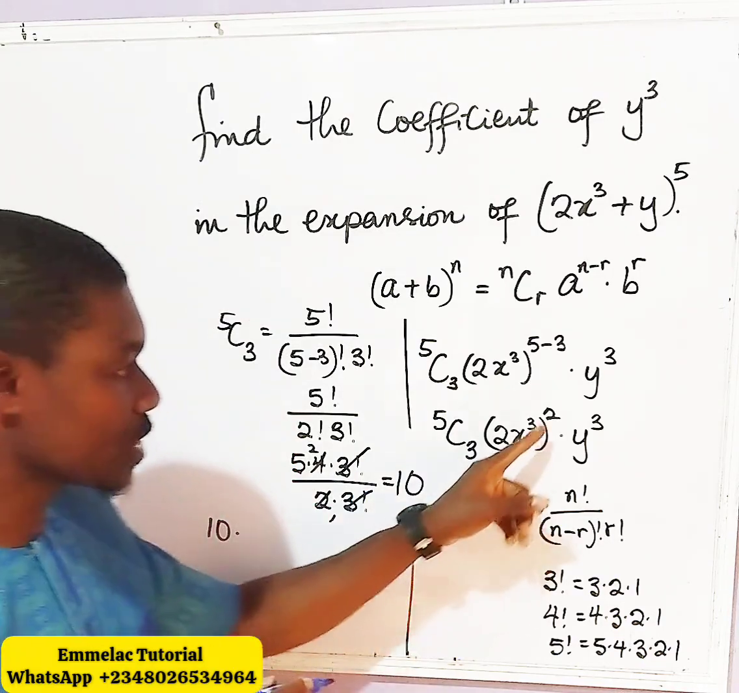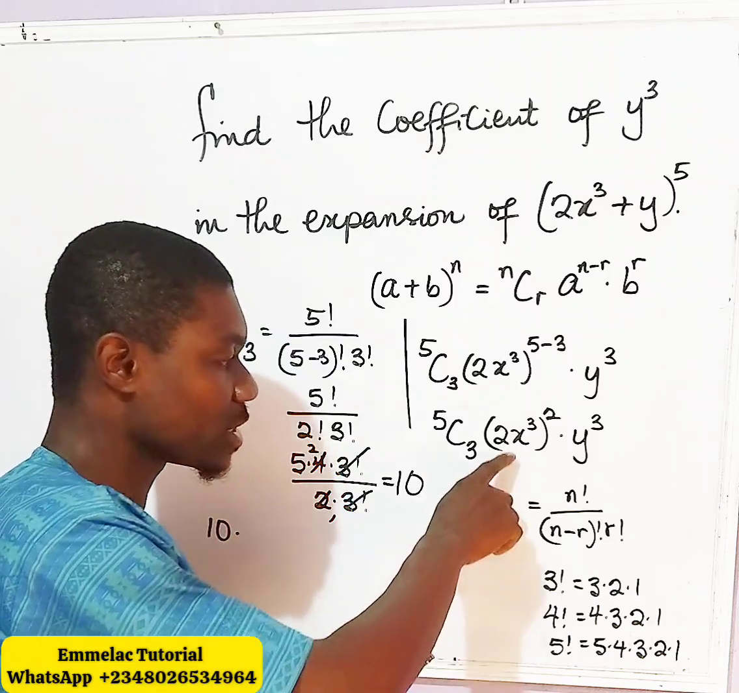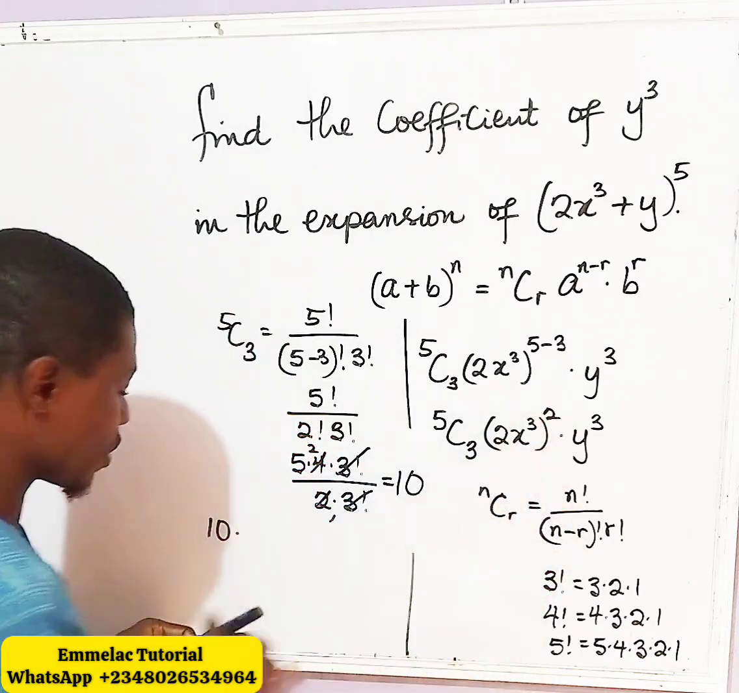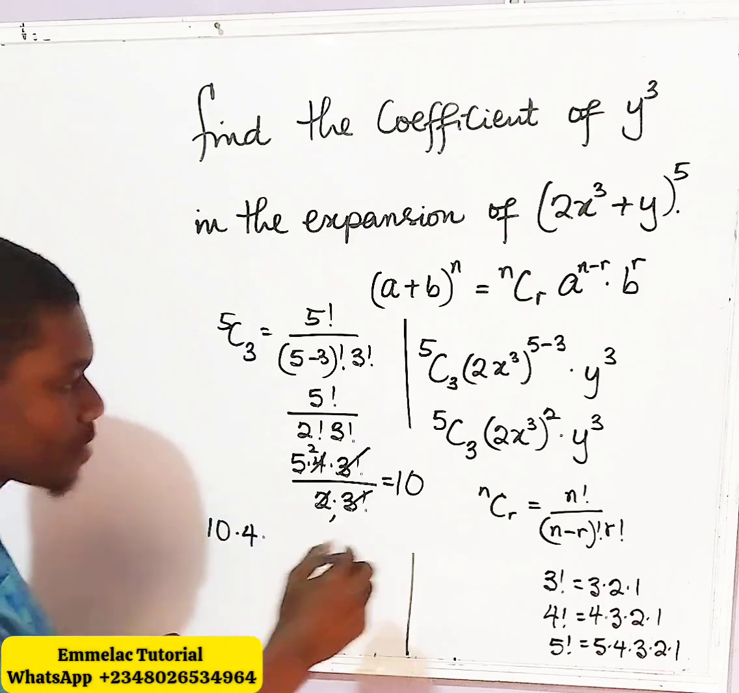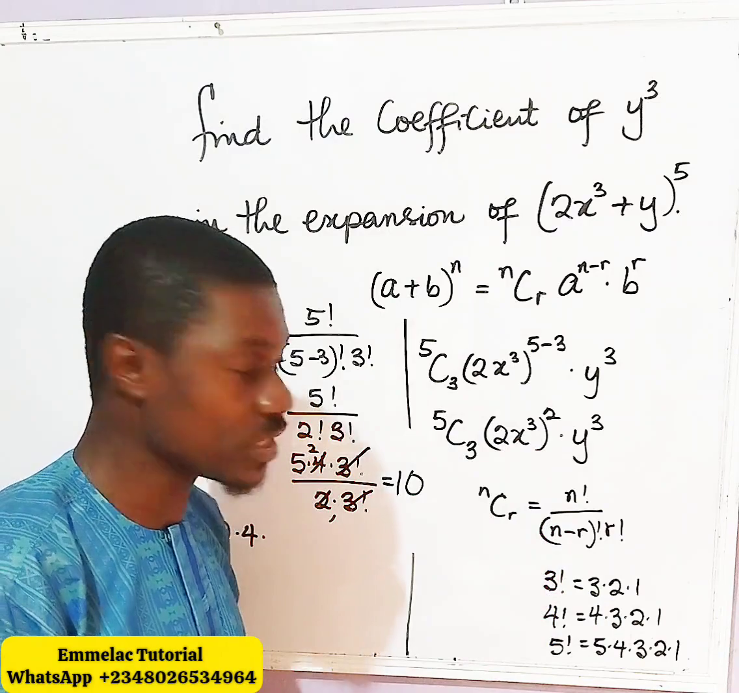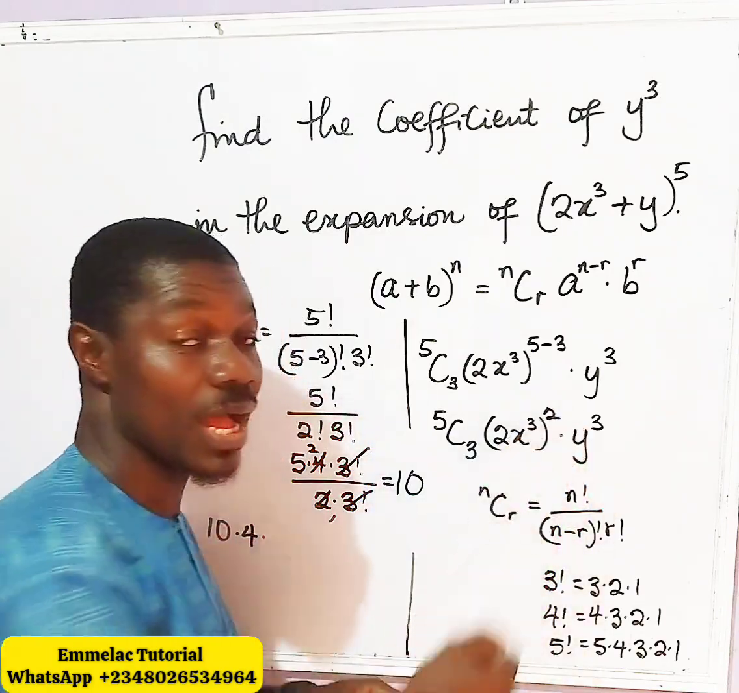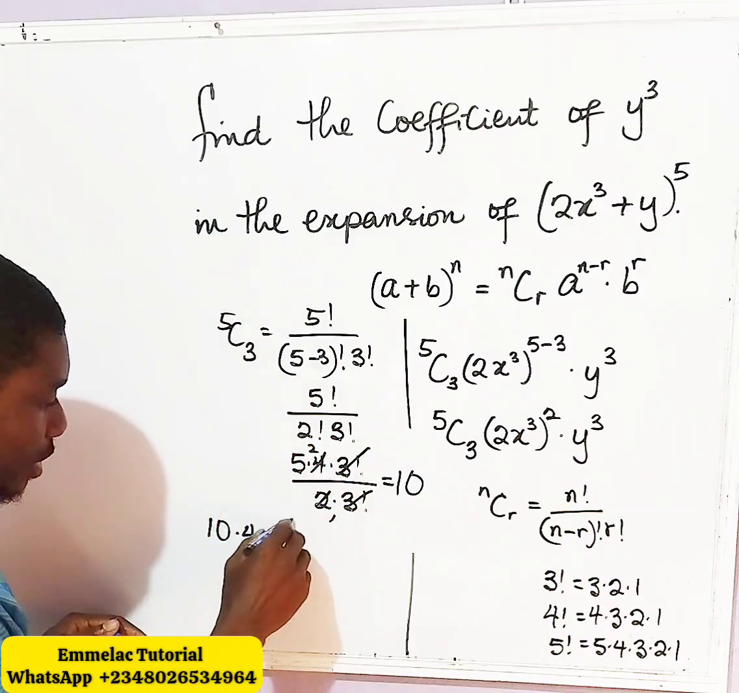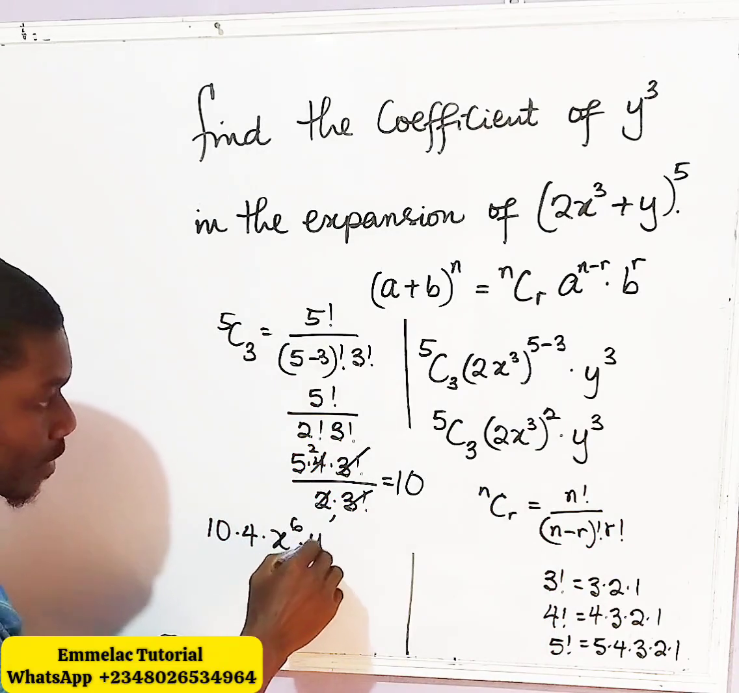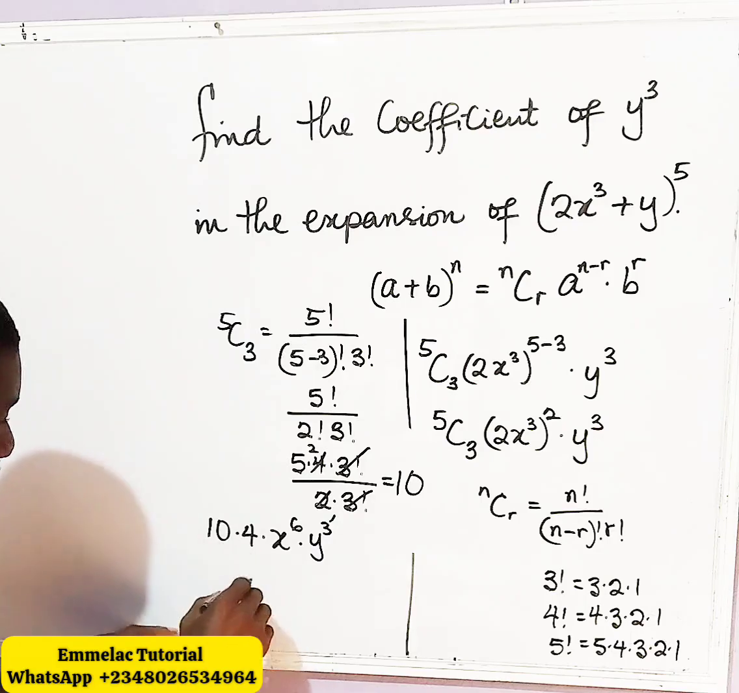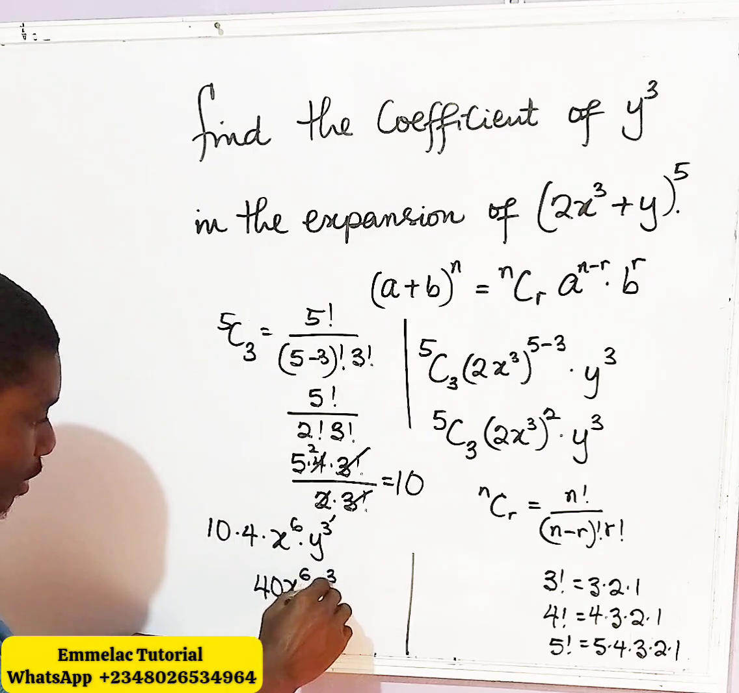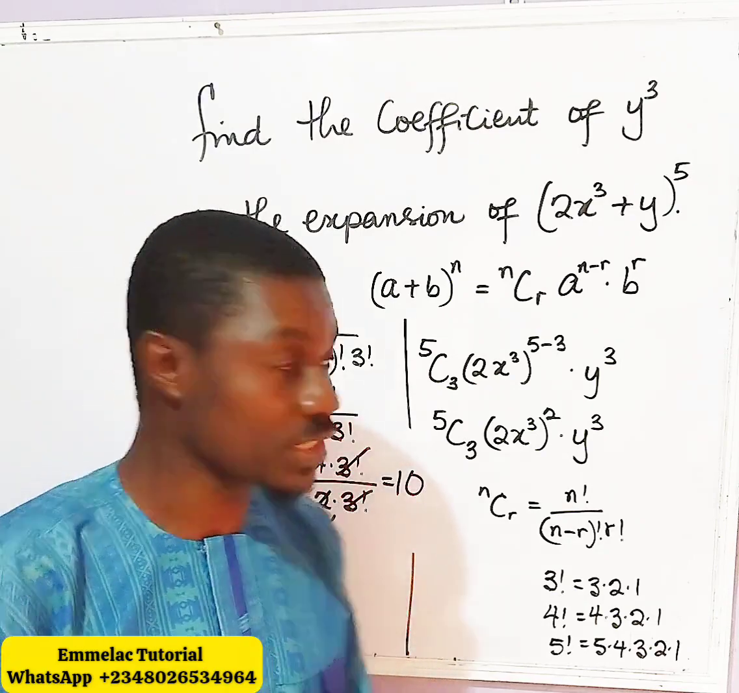Coming back here, you have 10, which is the solution to 5 combination 3, then distributing the 2 to all that is in the parentheses. This will give us 2 raised to 2, which is 4, then times x raised to 3, all raised to 2. According to the law of indices, we just need to multiply 2 and 3. That will give us x raised to 6, then here we have y raised to 3. So here we have 40 x raised to 6, then y raised to 3.